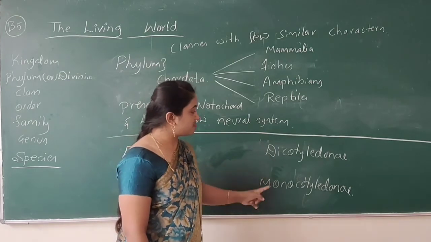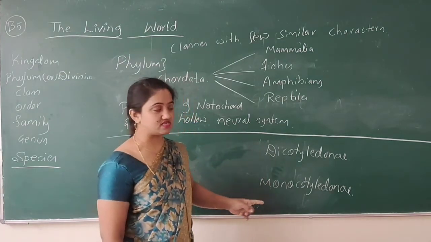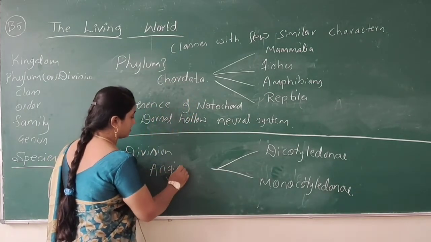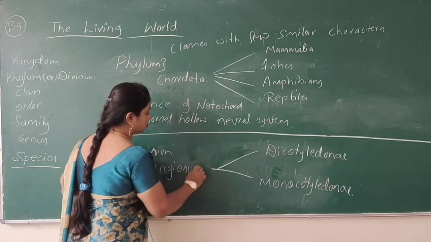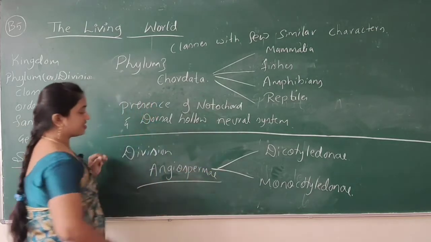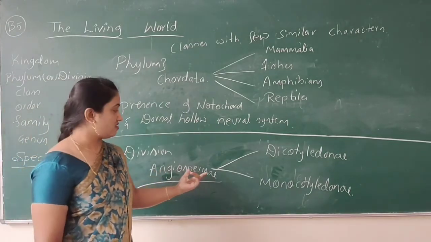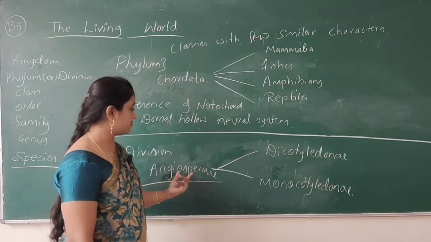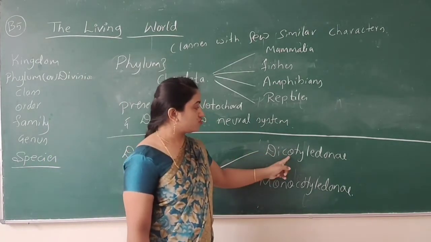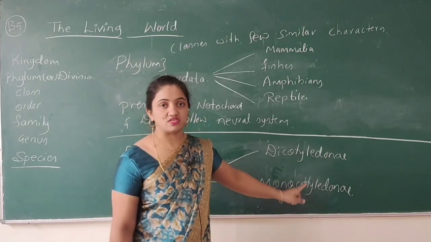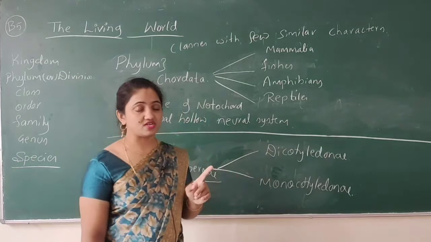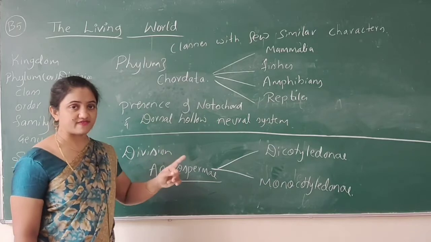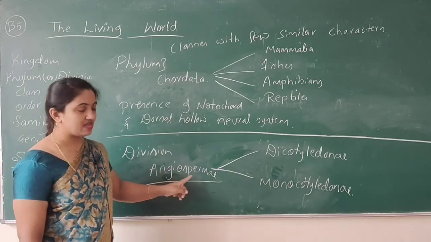What is the similarity between these two classes? They belong to the same division known as division angiospermy. Got it now? Angiospermy means all the angiosperms are known as flowering plants. All the flowering plants will have two cotyledons or one cotyledon. So the presence of cotyledons is the similar and unique character of angiospermy. That's why they are grouped under the same division, angiospermy.